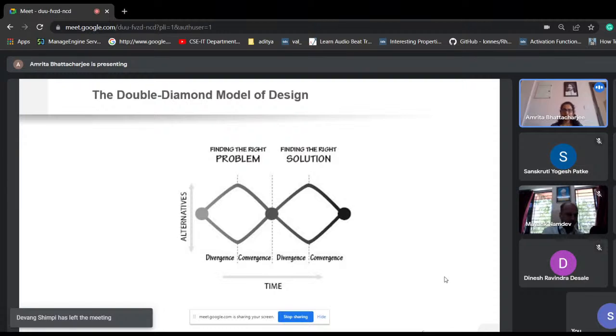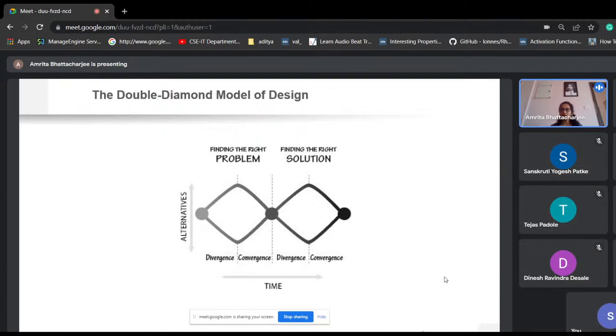And then again, through testing and developing the prototype, we find out which one among all these ideas is the optimum solution. So finally, we converge to a single optimum solution. So this double diamond model of design is a linear process where we don't go back to the previous step.